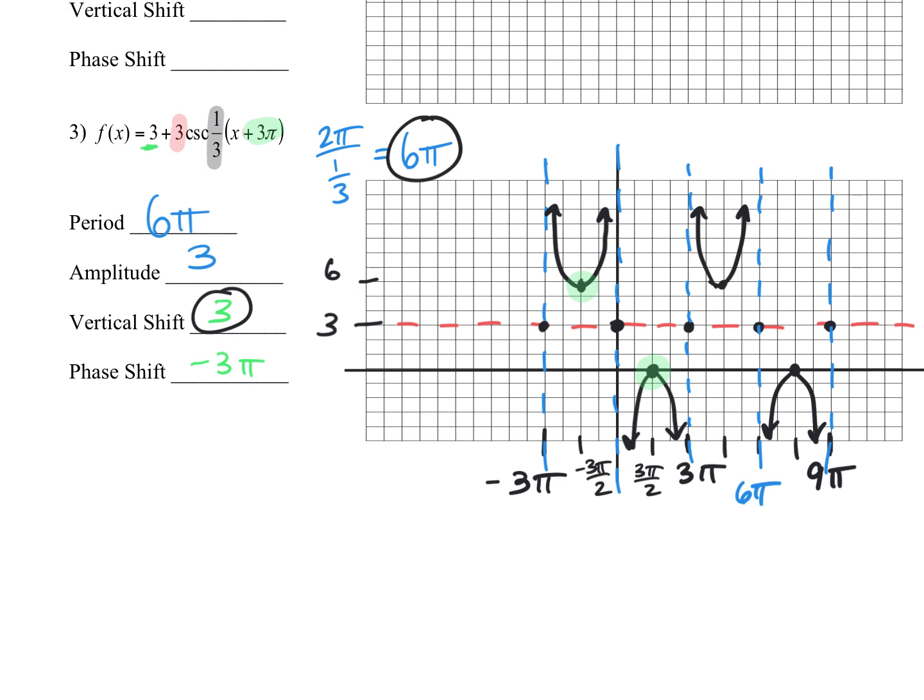Stay tuned. Our third graph will involve a tangent or cotangent graph.